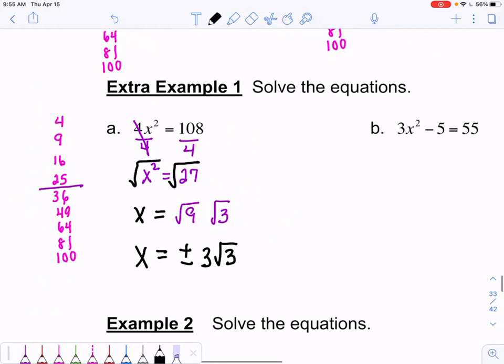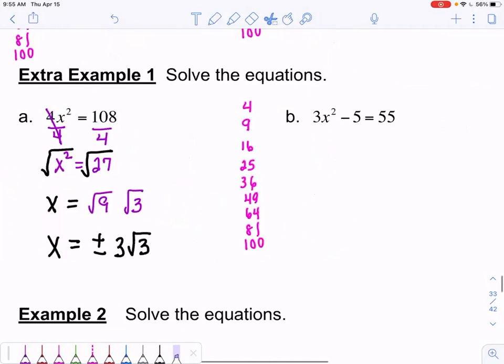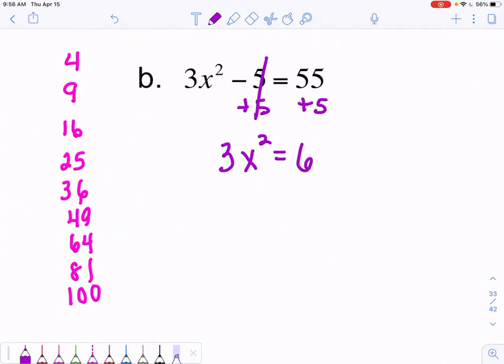Okay, so let's look at letter B. This one is a two-step equation. So think about if it just said 3x minus 5, what would you do to solve? Emma, what do you think you would do first? Add 5. So the 5's cancel. It's 3x squared equals what, Emma? 60. Now it's like the problem we just did in A.